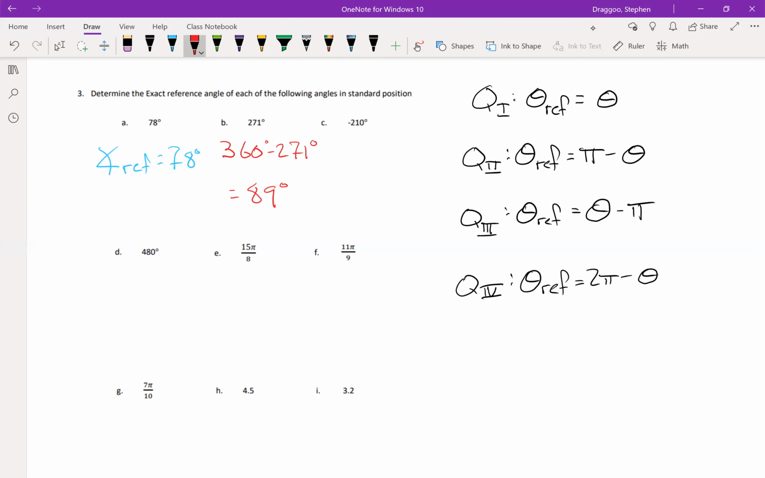For part C, I have a negative angle, which means I'll first want to get its positive coterminal angle, which is 150 degrees, which puts this angle in the second quadrant. So I'll take 180 minus 150 and get 30 degrees.